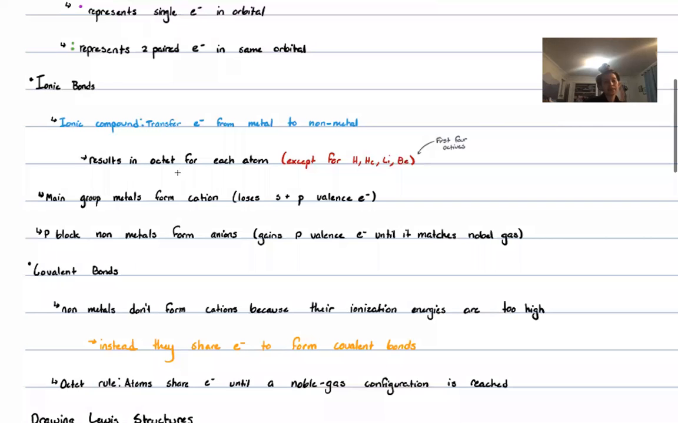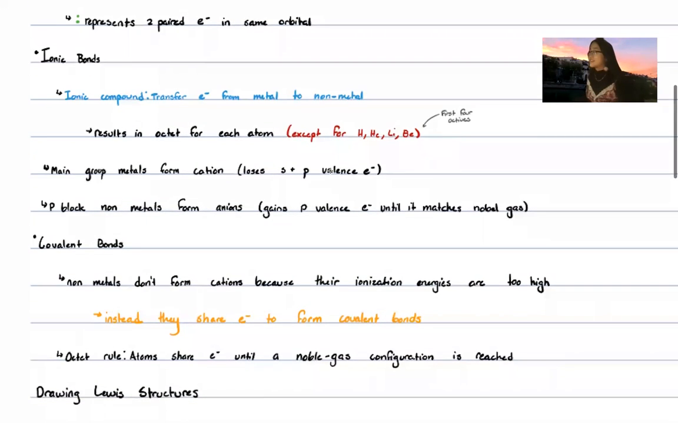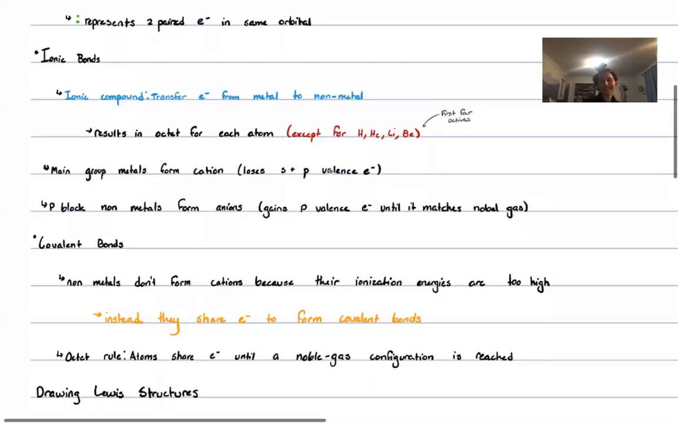And this is basically just getting an octet for each atom, which is, again, a full valence shell for the most part. The exceptions to this are just going to be the first four elements: hydrogen, helium, lithium, and beryllium, I want to say. I don't know why I don't know that one off the top of my head. Beryllium, yeah. I can do this if I have a picture, but I can't remember anything.